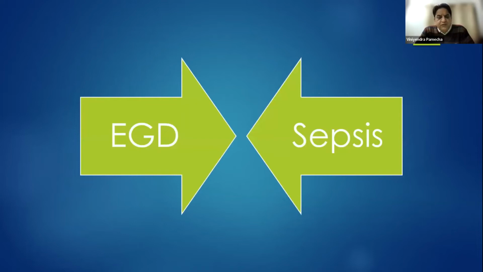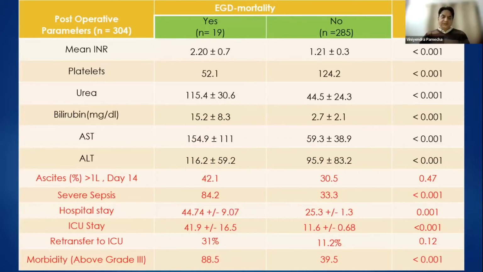And there was discussion about EGD and sepsis. You don't know which comes first, but they do coexist quite a lot of the time, and they will impact the outcome of a patient. It is always difficult to say which one came first. But when you have EGD, the rate of sepsis is very high. This is our own data. In patients who had EGD-related mortality, the incidence of severe sepsis was around 85% compared to 33% in those who didn't have EGD-related mortality. So sepsis is very high in this group of patients.